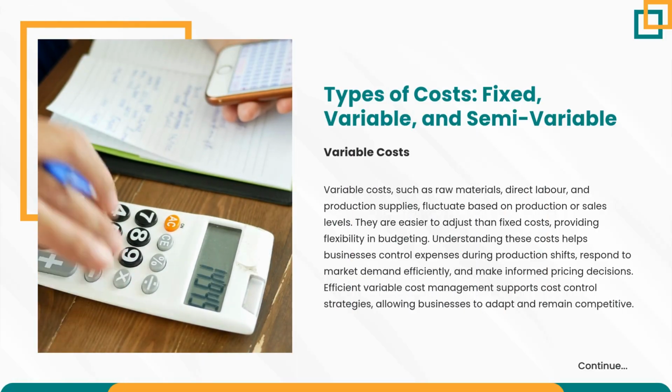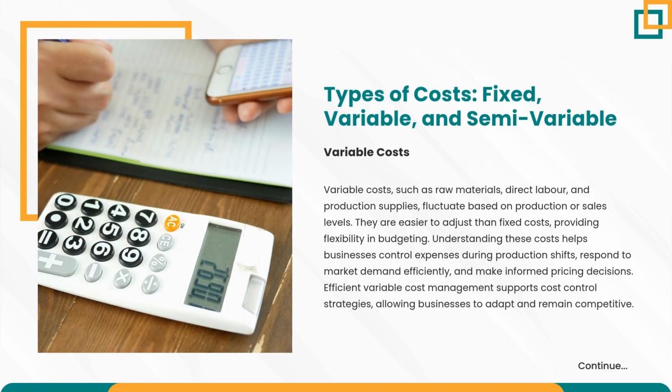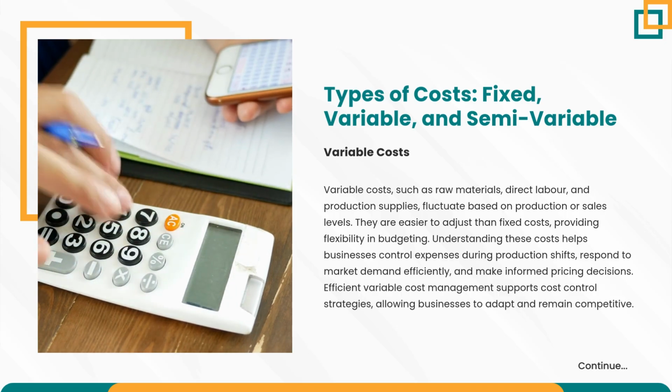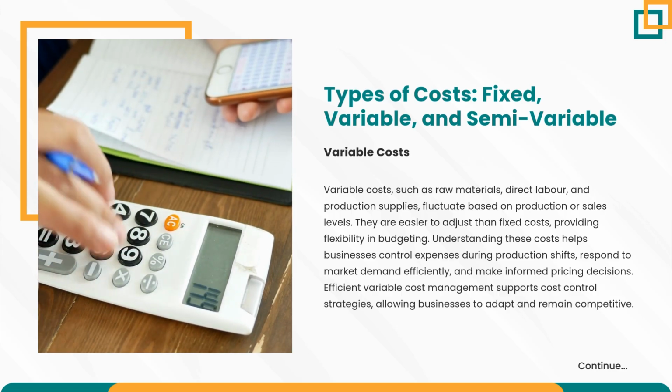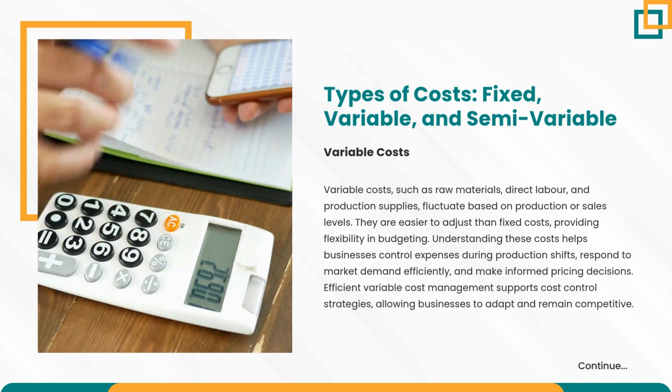Variable costs. Variable costs, such as raw materials, direct labor, and production supplies, fluctuate based on production or sales levels. They are easier to adjust than fixed costs, providing flexibility in budgeting.